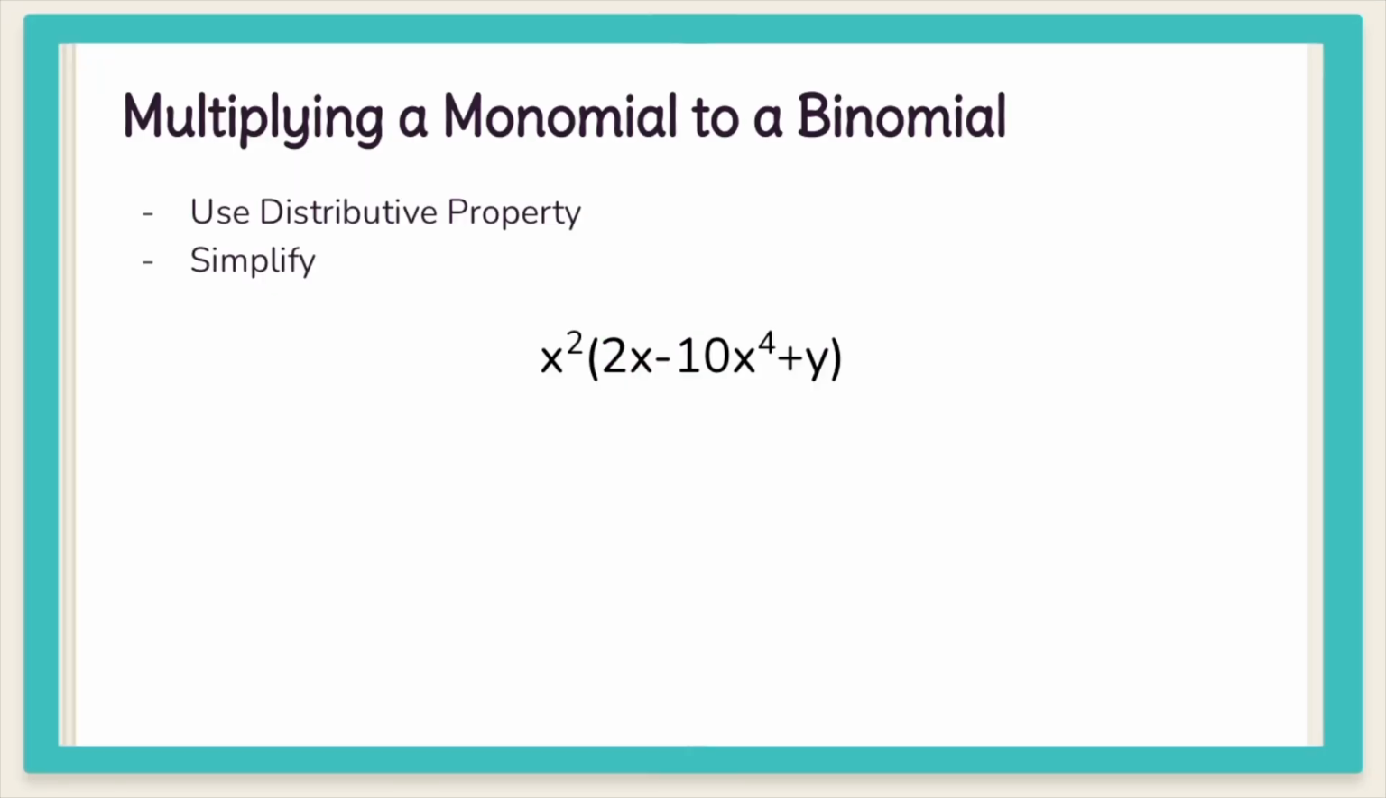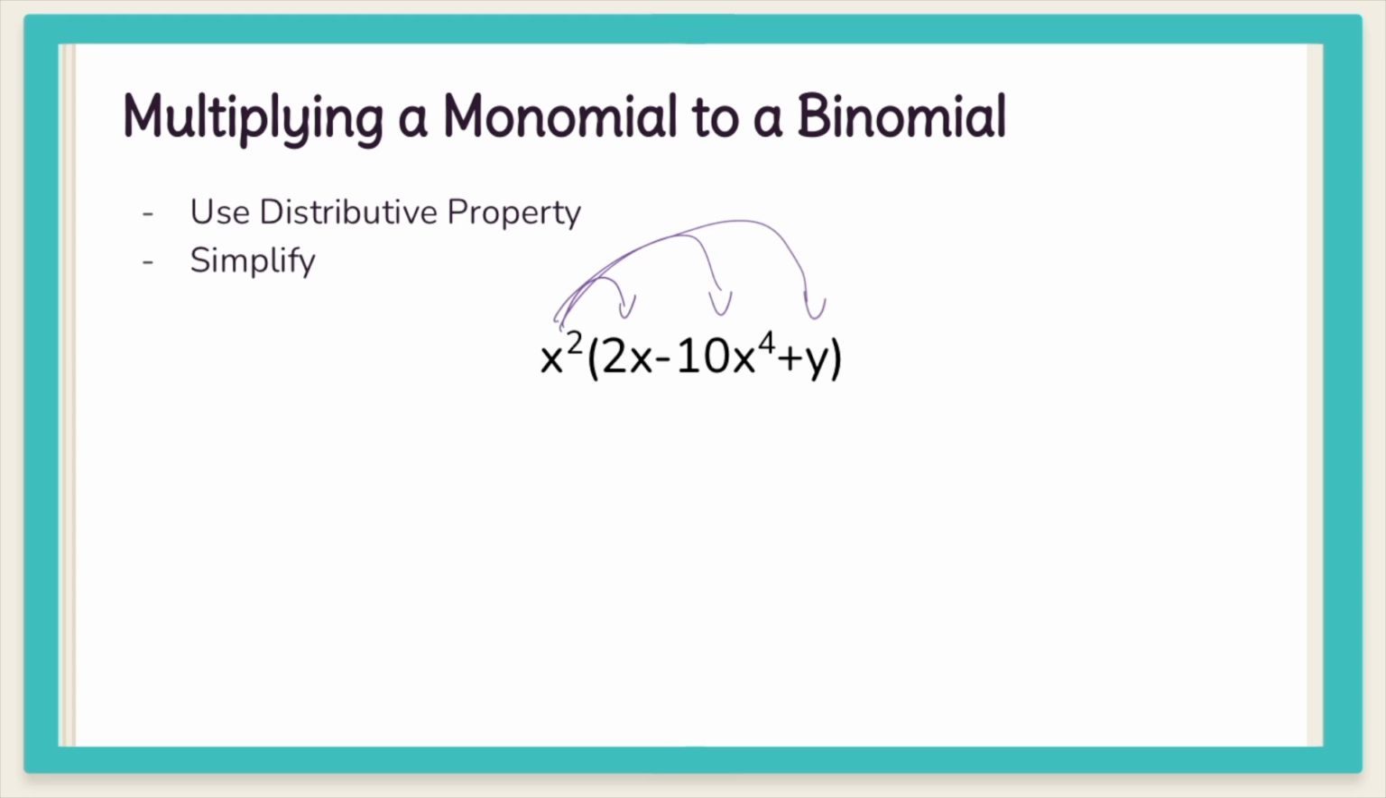In our first example, we're going to be multiplying a monomial to a binomial, and we're going to use our distributive property and then simplify. So we're going to be multiplying x squared times 2x, x squared times negative 10x to the fourth, and x squared times y. So we take our monomial on the outside and multiply it to everything on the inside. Again, we're going to stick with this in standard form once we're finished, but we're going to multiply it in the order that they're written.